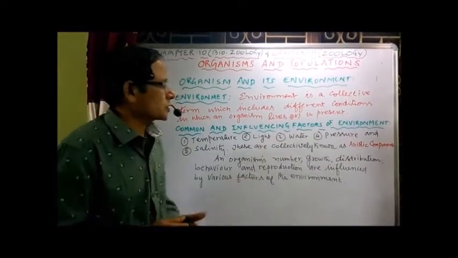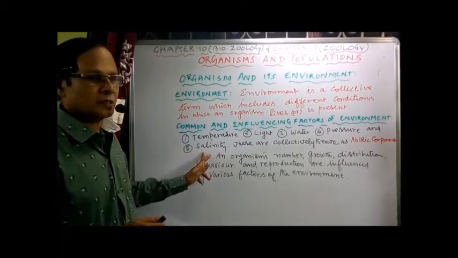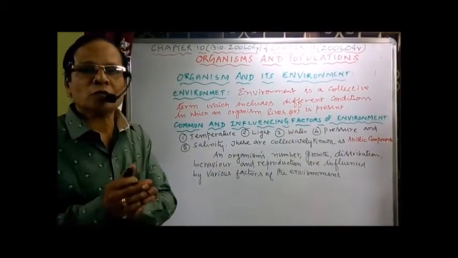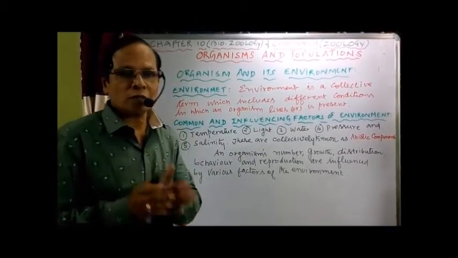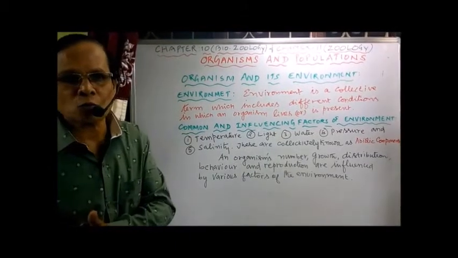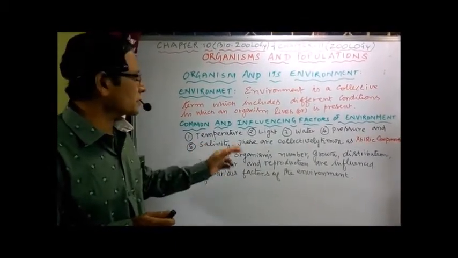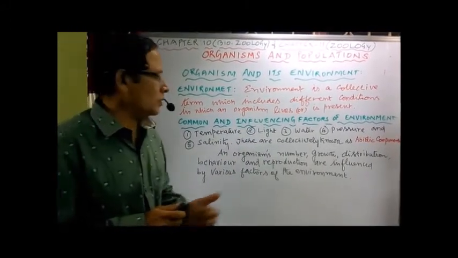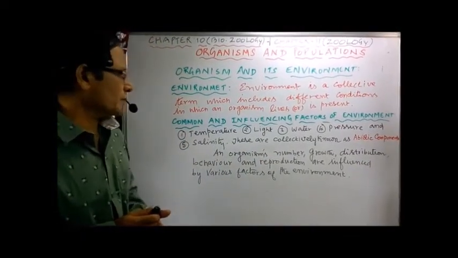Number 3, water. Number 4, pressure. And number 5, salinity. The word salinity refers to the amount of salt present in 1 kilogram of water. We calculate salinity only for marine water. The amount of salt present in 1 kilogram of water is known as its salinity. And all these factors are collectively known as the abiotic components of the environment.